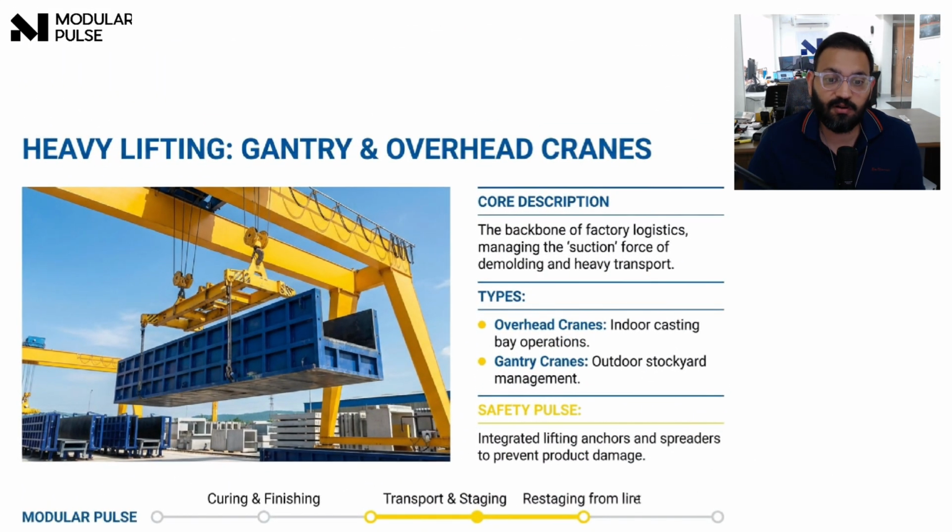Now let's talk about the muscle of the factory, cranes. Precast elements are heavy. Some weigh a few tons, some weigh tens of tons. To move them safely, factories use overhead cranes inside sheds and gantry cranes in open yards. Overhead cranes handle demolding, internal movement, and mold handling. Gantry cranes handle storage, loading, and dispatch.